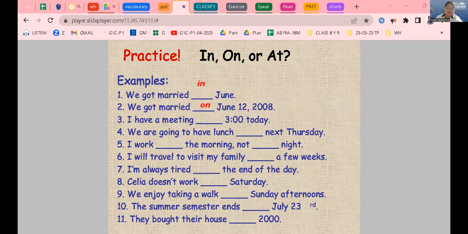Number three. I have a meeting at 3 today. At. Okay. Number four. We're going to have lunch next Thursday. No preposition needed, right? Ya tenemos ahí una expresión de tiempo, no necesitamos, aunque aquí va jueves, ¿verdad? Okay. Number five. I work in the morning. In the morning.